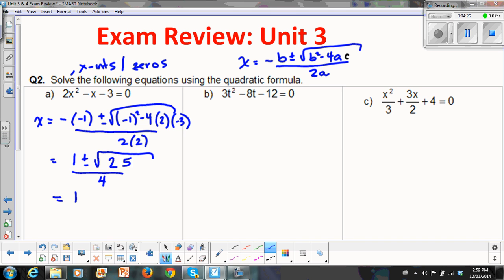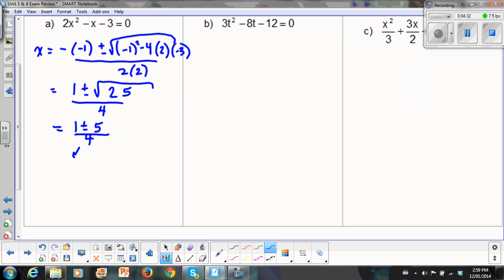You guys should be using your calculators. 1 plus or minus 5 all over 4. So we get 2 answers. We get that x equals 1 plus 5, which is 6 over 4. And we get that x equals 1 minus 5, -4 over 4. So our two answers are 3 over 2 and -1.